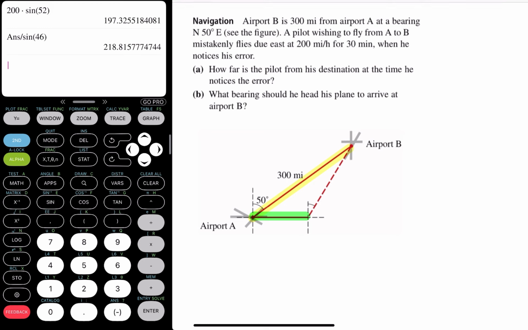If you go 200 miles every hour, and you end up going a half of an hour, times 1/2 of an hour, those cancel out and you end up getting 100 miles. So that's 100 miles, when he notices this error. How far is the pilot from his destination at the time he notices the error? In other words, what is this length right here?